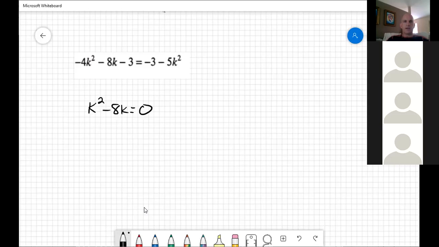So what's the common factor between k squared and negative 8k? Okay. Yeah, so we can take out a k, leaving us with k minus 8, and that's still equal to 0. So that's as much as you can do when that C term disappears, is take out that common factor. Then you set each of those equal to 0 and get your two solutions. All right? Okay, thank you.